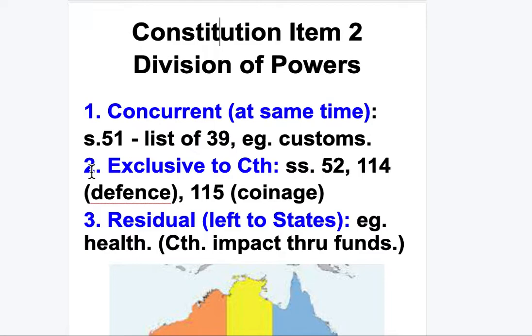And finally we have number 3, the residuals. Everything that's left, everything else is left to the states, okay? So that includes things like health and education. The Commonwealth can still have an impact here through funding. So the Commonwealth generates most of the income, much more taxes than the states, and so has the power to influence what goes on through funding. They say, we'll give you this money if you do this, all right? So that's the division of powers.